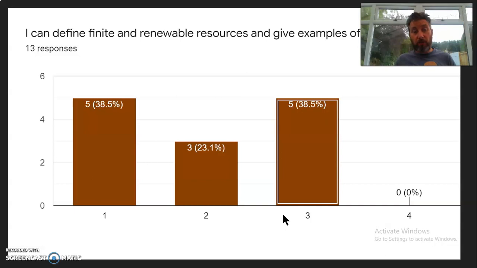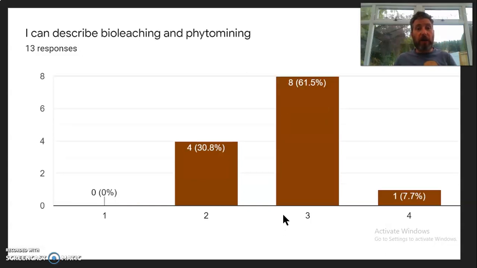Renewable means that we can replace them as we use them. An example would be wood, which is renewable, whereas petrol is finite. Like bioleaching and phytomining, I put this information on the sheet. Very, very simply, bioleaching involves growing plants and absorbing copper ions, or very low concentrations of ions, in the roots.